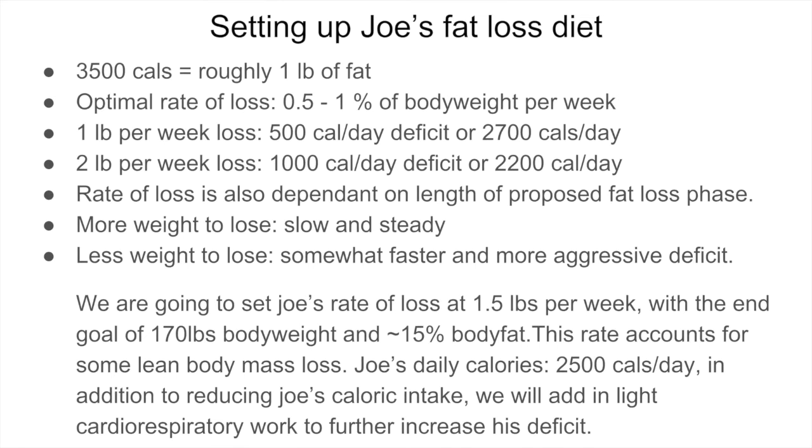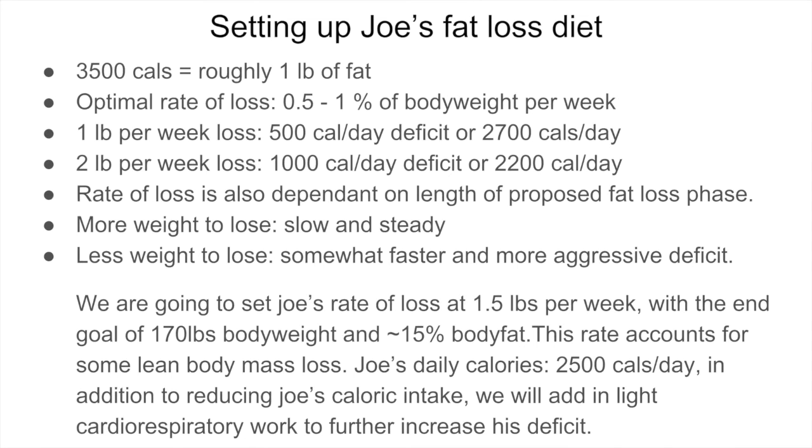So running with that 3,500 calorie per pound fat number, we're going to look at optimal rate of body weight loss. So we're going to use percentage of body weight to determine optimal rate of loss. So we're going to go with 0.5% to 1% of body weight should be your goal for rate of loss per week. So 0.5 to 1% of Joe's body weight rate of loss would be 1 to 2 pounds per week. So one pound per week loss would be a 500 calorie per day deficit, and a 2 pound per week loss would be a 1,000 calorie per day deficit.